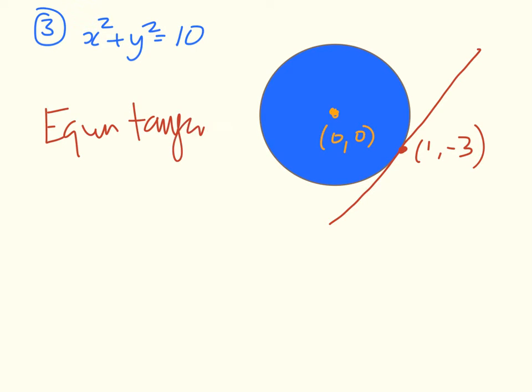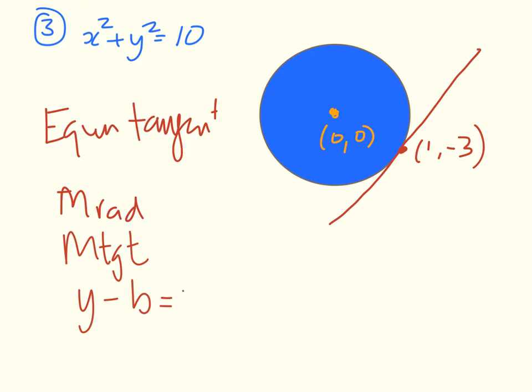We go through the stages of, first of all, finding the gradient of the radius. So that's using the 0, 0 and the 1, minus 3. Then we find the gradient of the tangent. And then we use the point 1, minus 3 and that gradient, and y minus b equals m(x minus a). And you should get the answer, which remember was changed to x equals 3y plus 10.